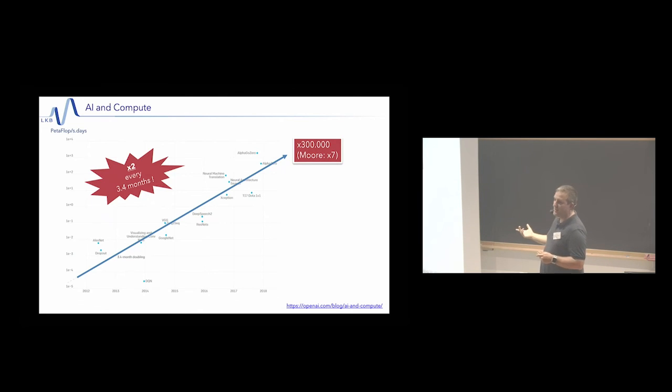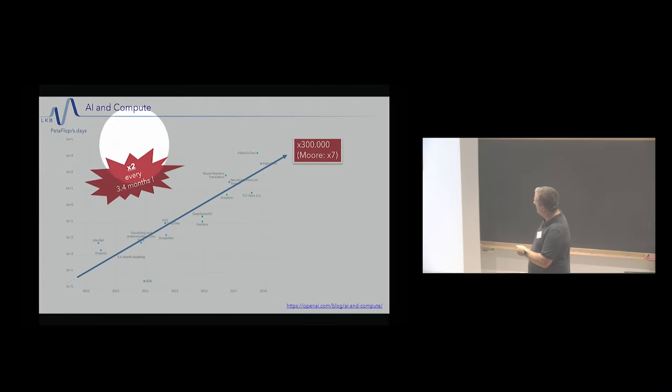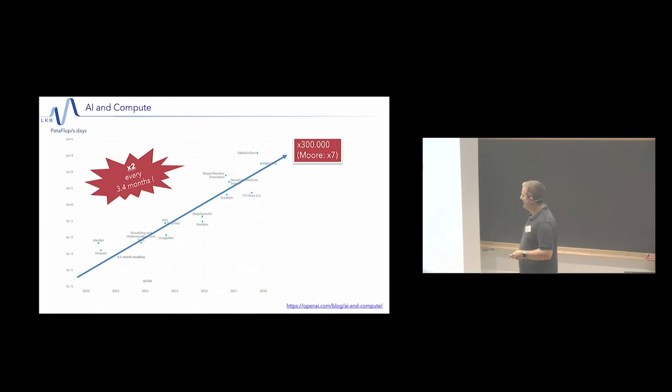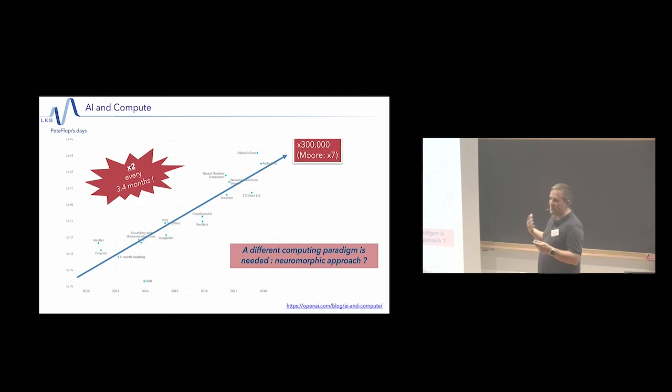One way to realize this is that it was heuristically observed that the computing needs for deep learning double every 3 months, versus Moore's law doubling every 2 years. So over the course of these 7 years, the compute power for AI went up by 300,000. At the same time, Moore's law was just doing times 7, and it's actually slowing down very strongly. So having a different way to compute this matrix multiplication would be nice, and some kind of neuromorphic approach to computing would be beneficial.